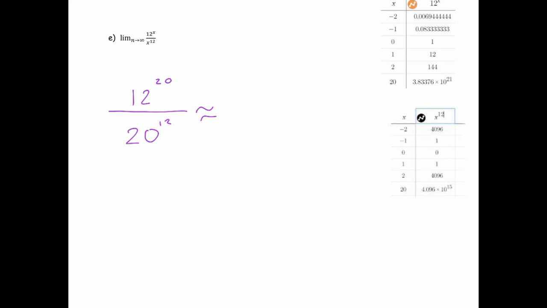This is about equal to, only because the terms got so big that even Desmos had to round. So 12 to the 20th, if we look at the top chart, is 3.83376 times 10 to the 21st, whereas 20 to the 12th is 4.096 times 10 to the 15th. So we can see that even just by the 20th term, the numerator is much bigger than the denominator. The power of exponentiating will dominate this polynomial in the bottom, x to the 12th. So the numerator is growing bigger, which means that this goes to infinity.